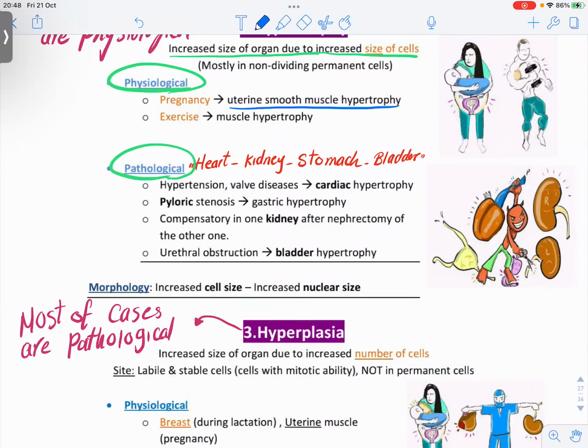It's physiological hypertrophy. Okay, pathological hypertrophy, and please write this word: resistance. What does resistance mean? Let's take some examples in pathological hypertrophy.